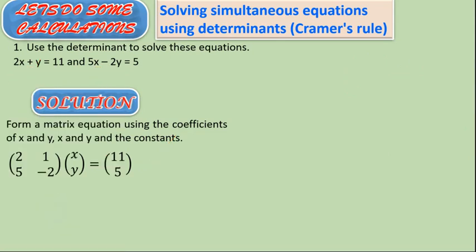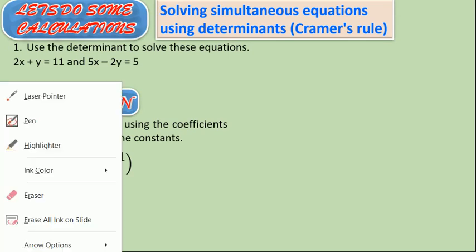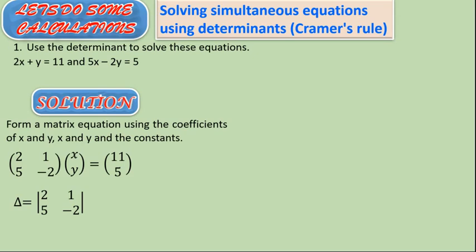Having formed the matrix equation, the next is for us to start solving it. Now, the determinant is given by this. So that's how to find the determinant of this one here. We already know how to find the determinant. We find the product of the leading diagonal, and then find the product of the other diagonal. Remember, this direction is minus.